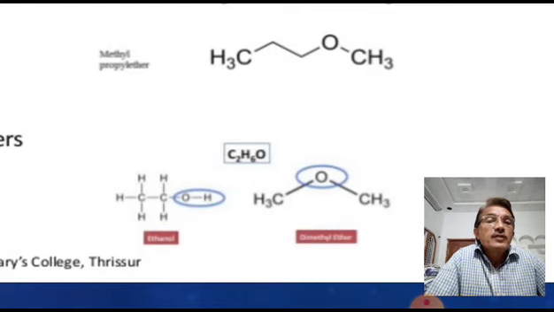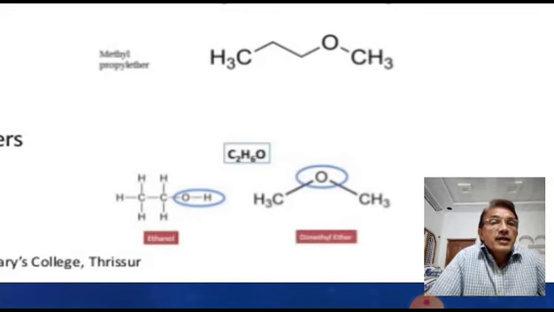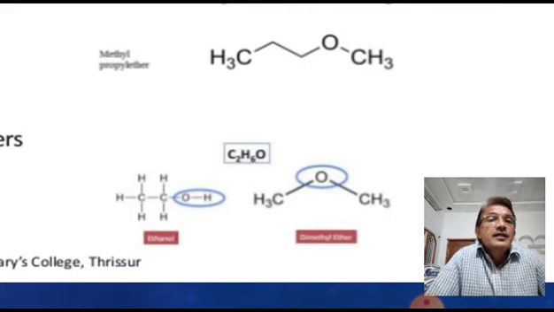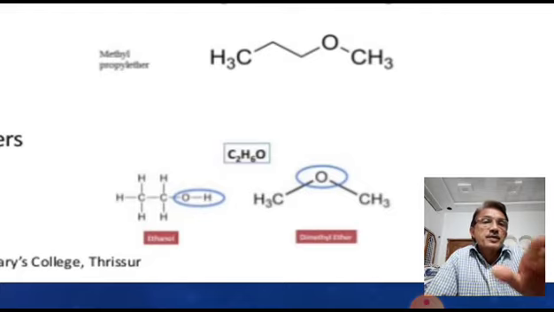Molecular formula of ethanol and dimethyl ether is the same, C2H6O, but the function groups present in these two compounds are different. Ethanol has alcoholic function group, whereas dimethyl ether has ethereal function group. So, ethers exhibit two types of isomerism. Number one, metamerism, and number two, function group isomerism.